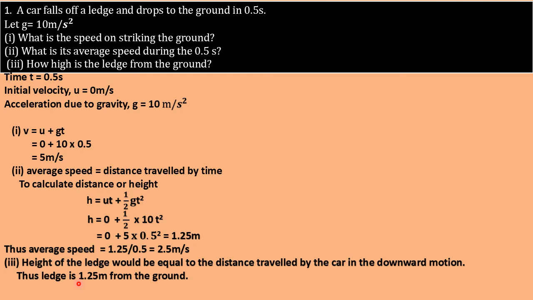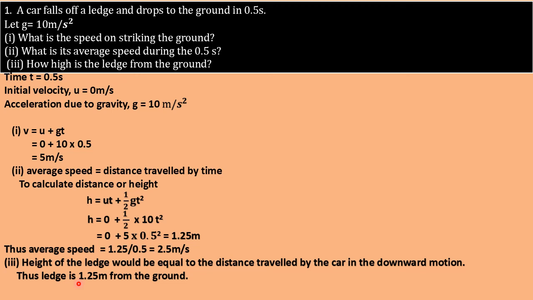Now to calculate the average speed, we have to take the distance by time. Distance is not given here, so we have to calculate h using the equation ut plus half gt square. Since u is 0, ut becomes 0, and half into g, the value is 10. When we do that, we get the value of h as 1.25 meter. So the average speed is distance by time. So 1.25 by 0.5, we get 2.5 meter per second as the average speed during that time.